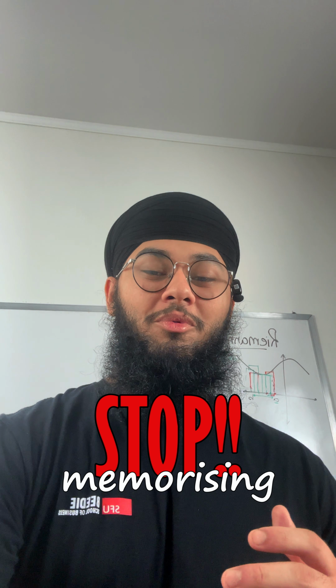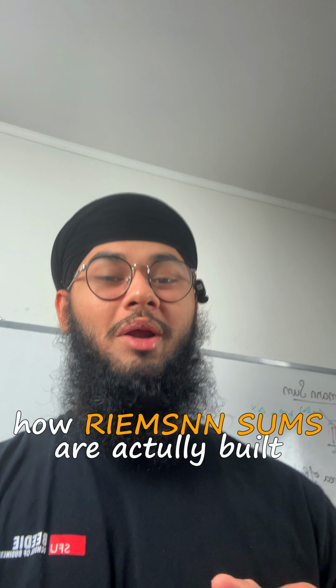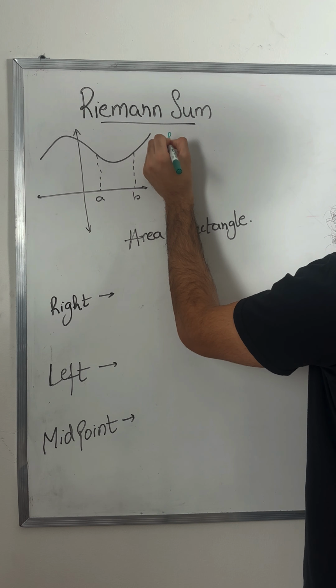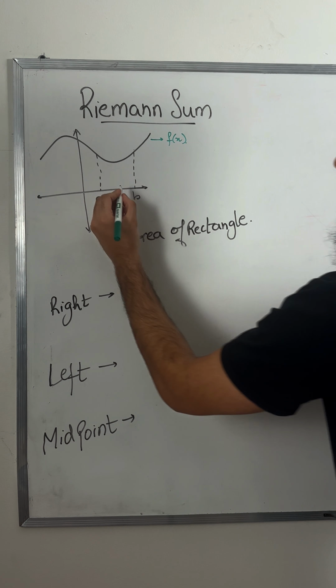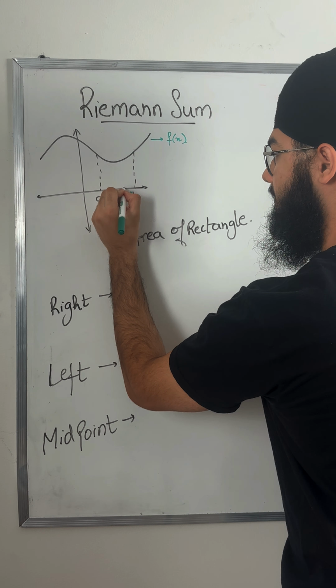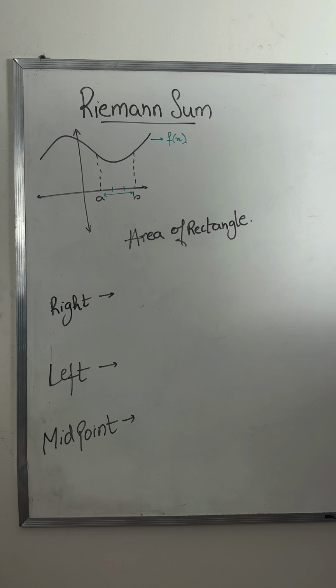Stop memorizing the formulas, because today I'm going to show you how Riemann sums are actually built. So imagine we're trying to find the Riemann sum of our graph f of x from interval a to b. So we're going to divide the interval into smaller subintervals. For example, let's divide it into 3 for now.